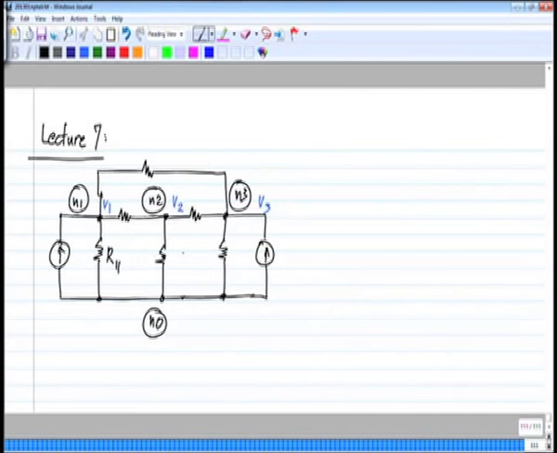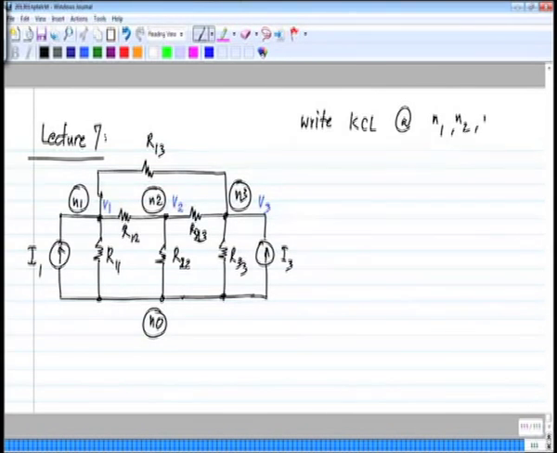And let me call this R11, R22, R33, R12, R1, R23, and R13. This is I1 and this is I3. Now in this case, what I first do is write KCL at nodes N1, N2 and N3. If I do that and I group together the coefficients of each of these variables V1, V2, V3, I get the equations in a certain form and I can express that in a neat matrix form, which I am going to write down now.